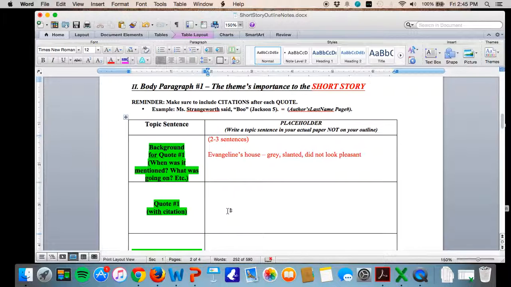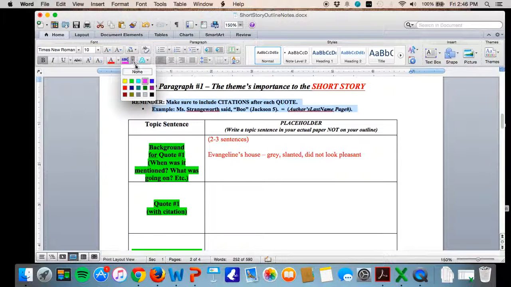Then you want to make sure that you pull out a quote. You want to find something that was said in the text that fits with this particular example. Sometimes you might not find one directly stated. However, you can find a quote that relates to it and would be able to show it through your analysis.